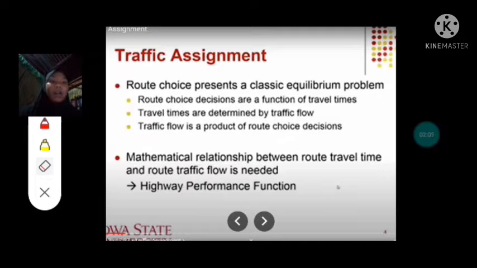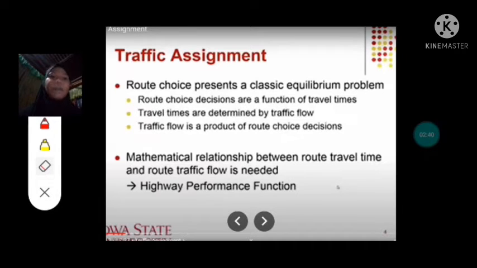So, meron tayong route choice percent in a classic equilibrium problem. Mamaya, malalaman nyo sa susunod na report kung ano yung ibig sabihin ng equilibrium, ng user equilibrium, pati yung optimal. So, meron tayong 3 ways. At first is the route choice decisions are a function of travel times. Sabi dito, kapag mas mataas yung route number, mababawasan yung possibility ng mga travelers na pumili nun. Syempre, the longer the route, the more matatagalan silang makakarating sa destination nila.